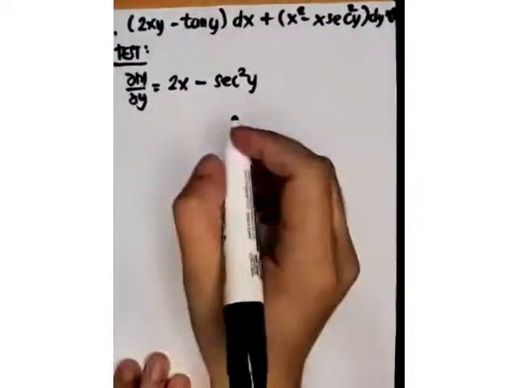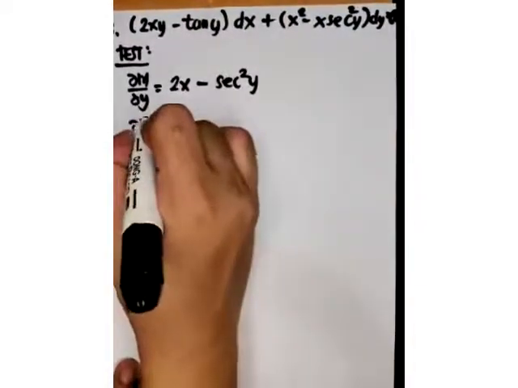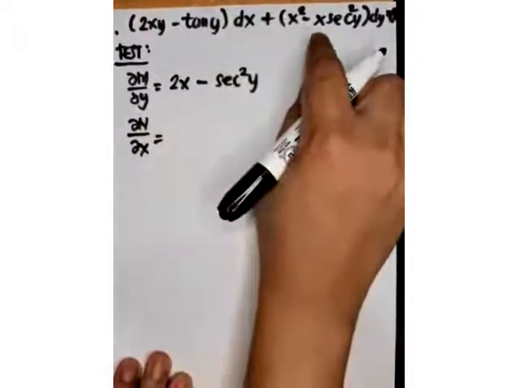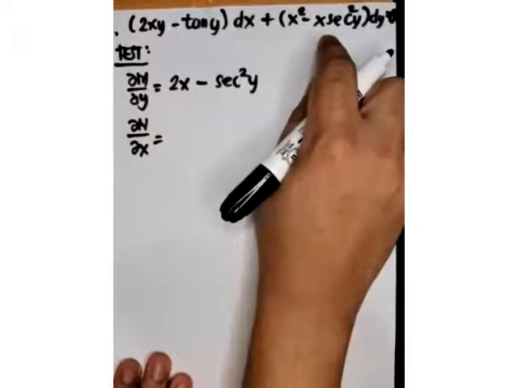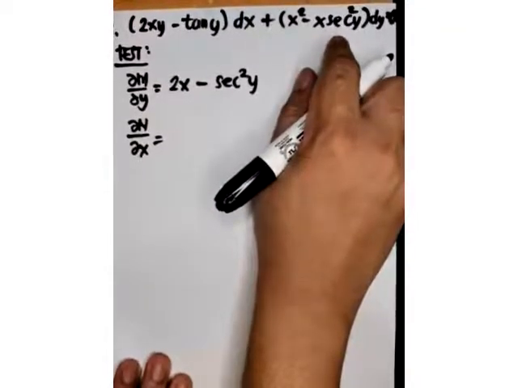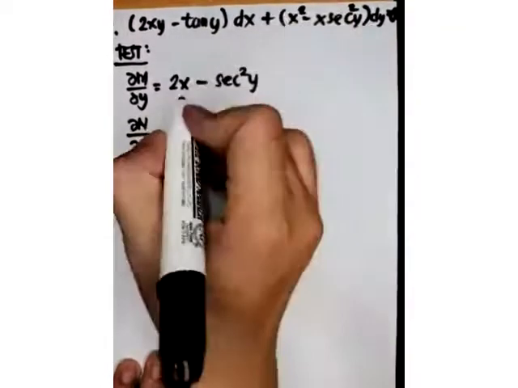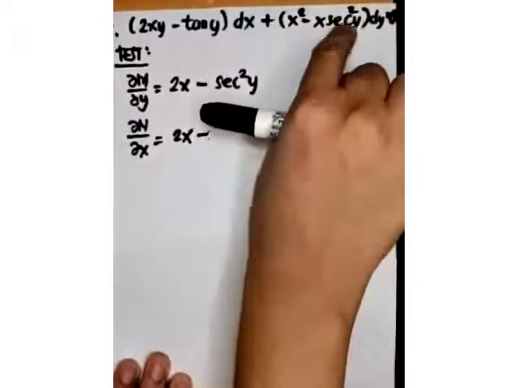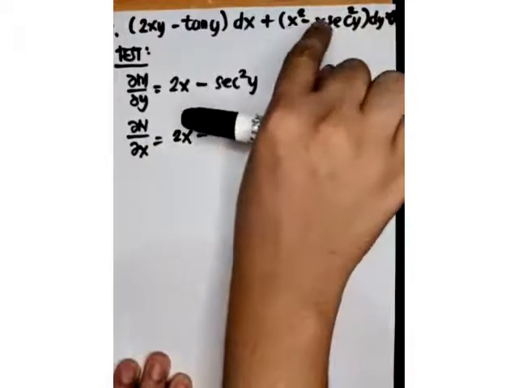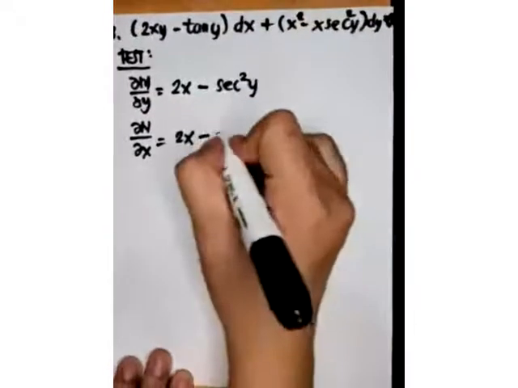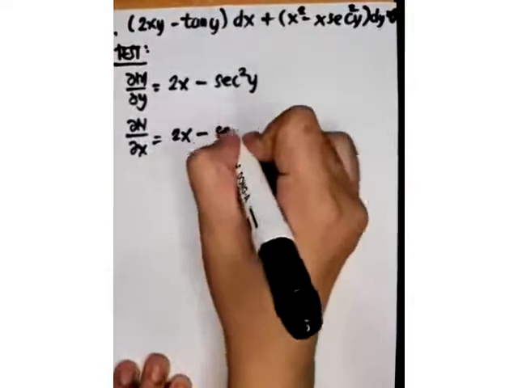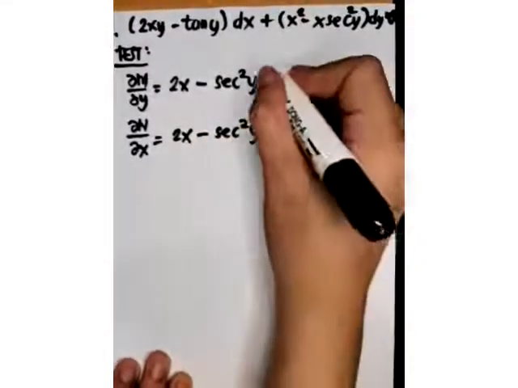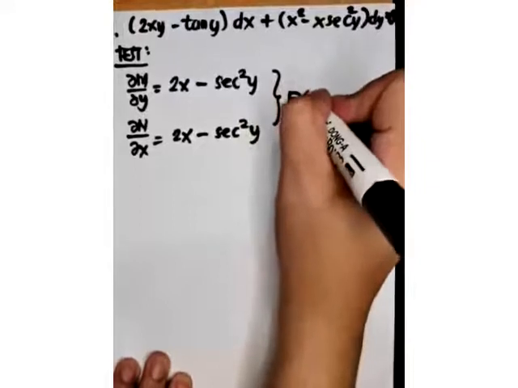Okay? Next, the partial derivative of N with respect to x. This time we derive with respect to x, so all the y's will be considered constants. What's the derivative of x squared? That's 2x. Minus, since secant squared y is a constant, only x will be derived. The derivative of x is 1, so that will be just secant squared y. So are they the same? Yes. So therefore, it is exact.